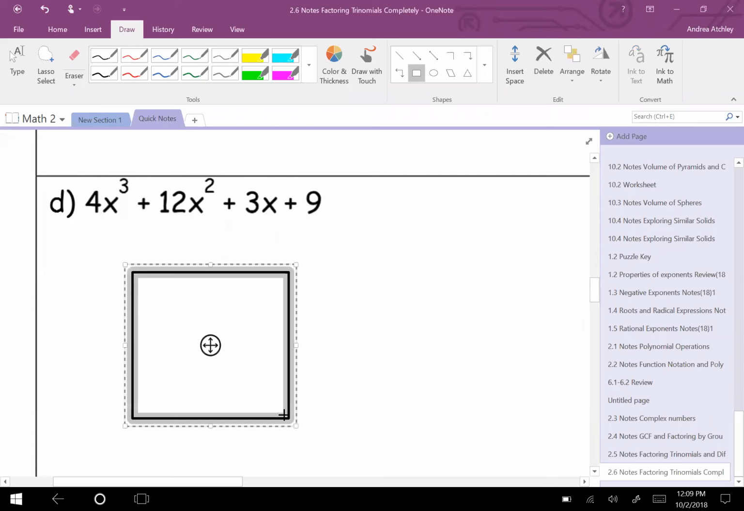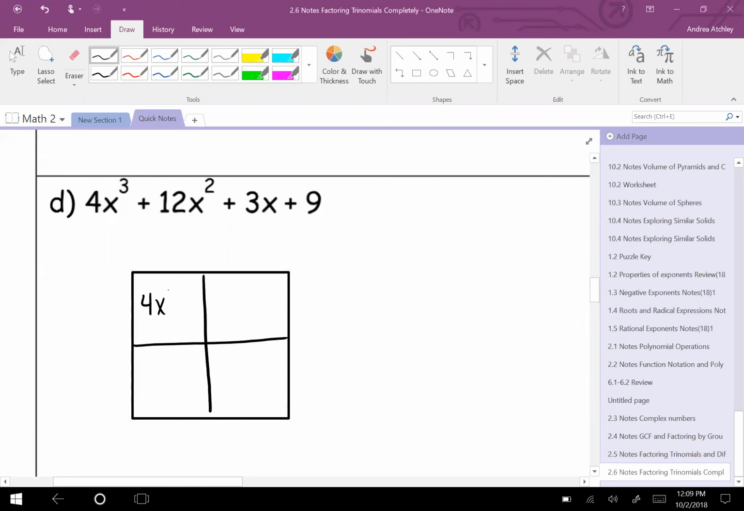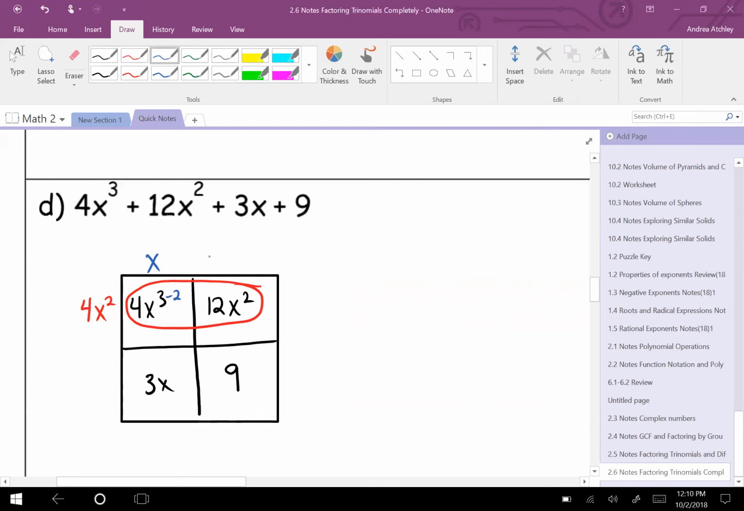So there's 4 terms again. So we're going to draw our box. It's 4x cubed, 12x squared, 3x, and 9. Okay, Maddie, what'd you pull out here? 4x. And the smallest amount of exponents is the x squared. So we can pull out 4x squared. And that will get me left, I subtract the 2, 4 divided by 4 is 1, and then x. 12 divided by 4 is 3, and I take away the x squared. There's no more left, so it's x plus 3 there.